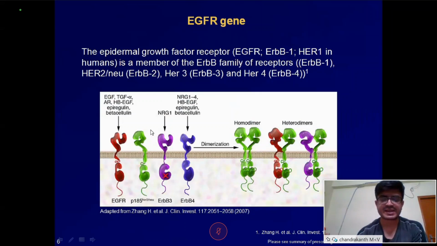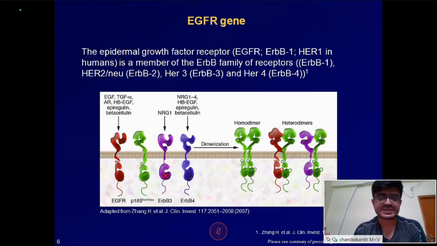Whereas we have the tyrosine kinase inhibitors, which are small molecule inhibitors. They inhibit the intracellular pathway near the tyrosine kinase domain. If you look into the three generations of TKIs: in the first generation we have gefitinib and erlotinib. In the second generation we had afatinib, and now we have dacomitinib. And in the third generation we have osimertinib.